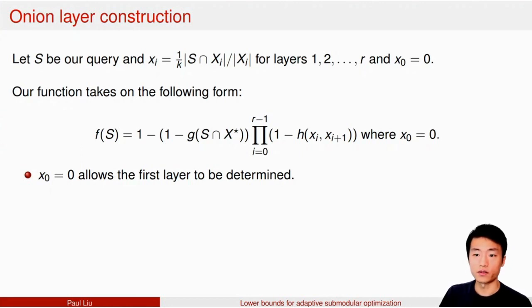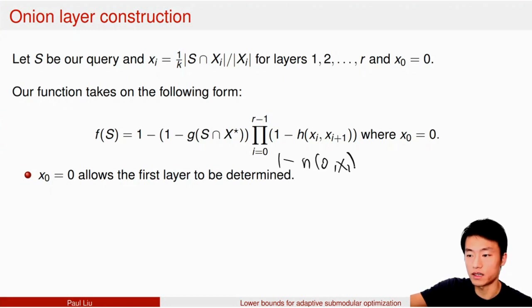So the function f is written below. Let's try to make sense of it piece by piece. First of all, the function itself is a product of several different functions, and each function only operates on either one layer or two adjacent layers. Now, because x0 equals 0, the first term in the product here is actually 1 minus h of 0, x1. And this is what allows the first layer to be determined by an algorithm.